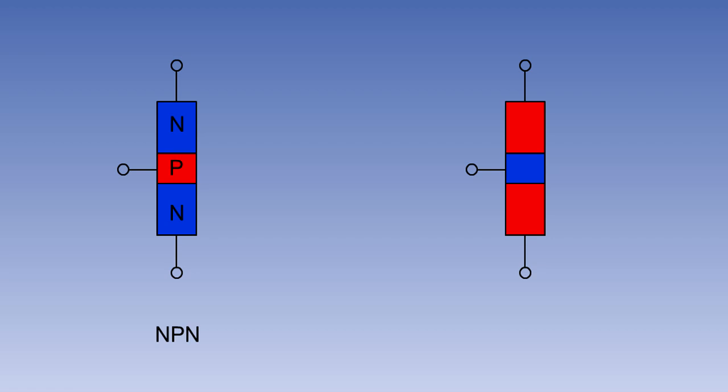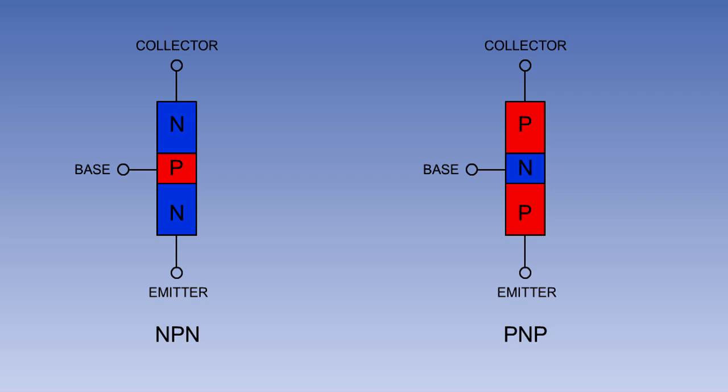The NPN transistor consists of a thin layer of P-type material sandwiched between two pieces of N-type material, whilst the PNP transistor has a thin layer of N-type material sandwiched between two pieces of P-type material. The three regions of either type of transistor are known as the collector, the base, and the emitter.